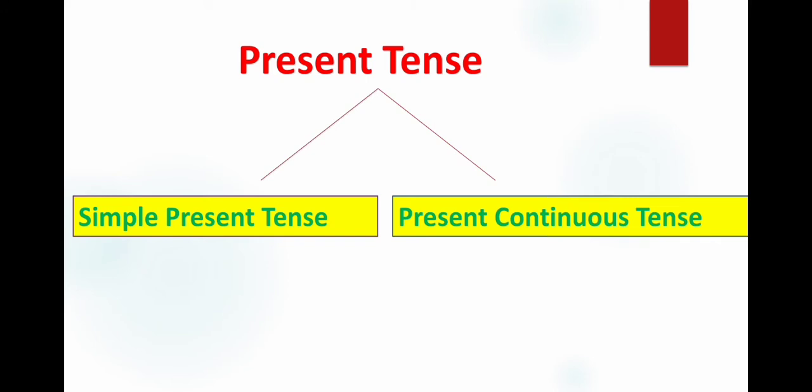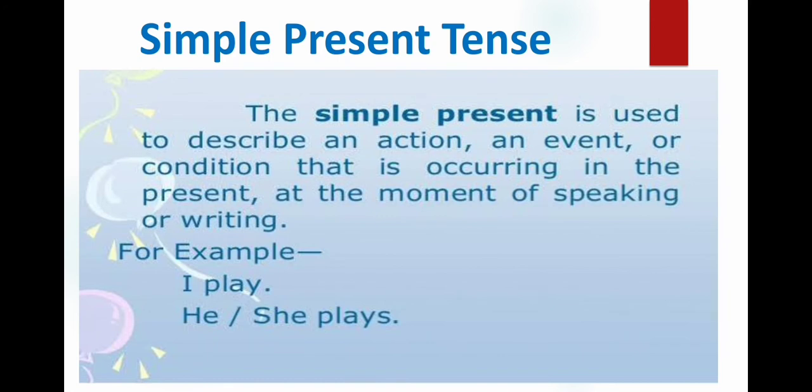Now, children, there are different types of present tense. First is simple present tense and second is present continuous tense. We'll discuss both the tenses one by one in detail. Let's know what simple present tense is. The simple present tense is used to describe an action, an event or condition that is occurring in the present at the moment of speaking or writing.